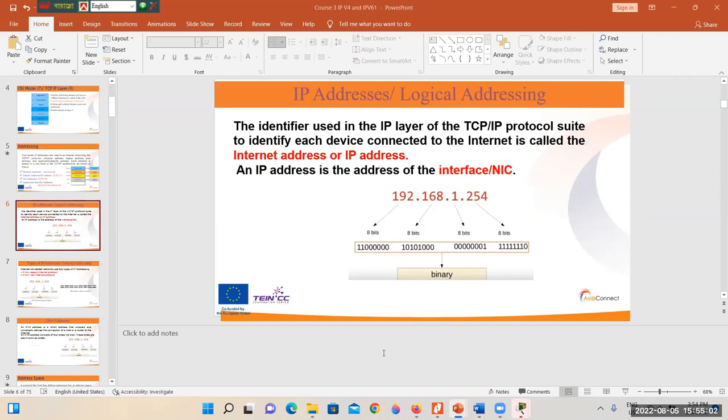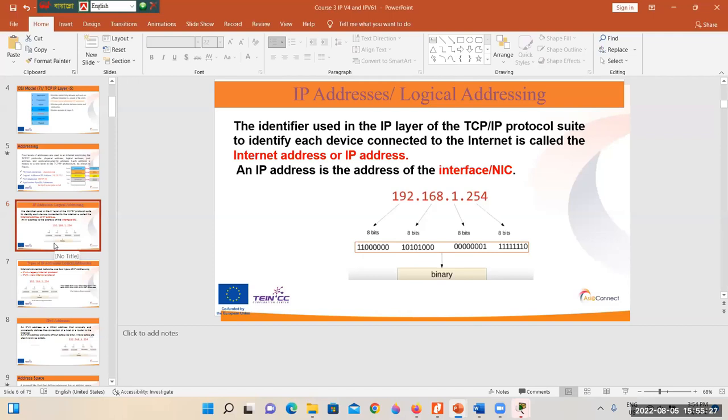Basically, the network interface card address is called the MAC, media access control, address. No, this is not an IP address. The network interface card address and the MAC address are the same thing. I think you can explore it.